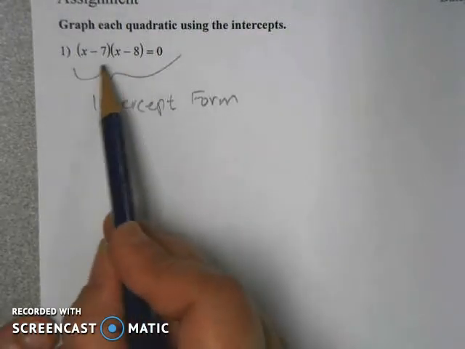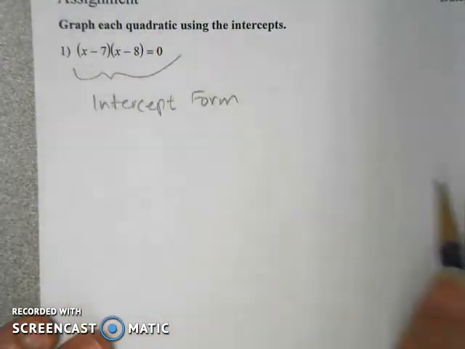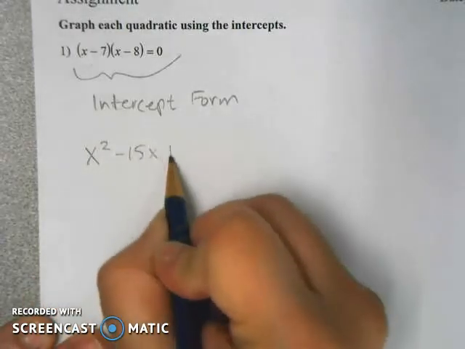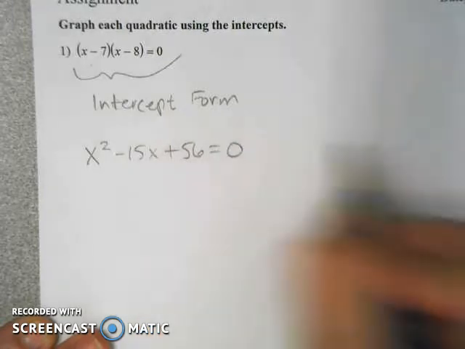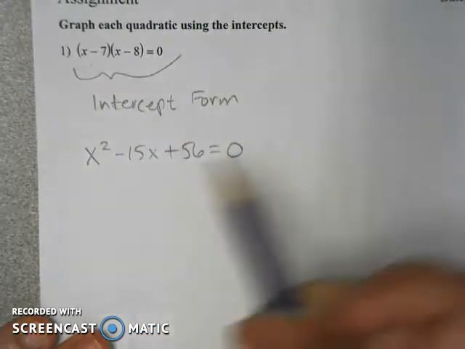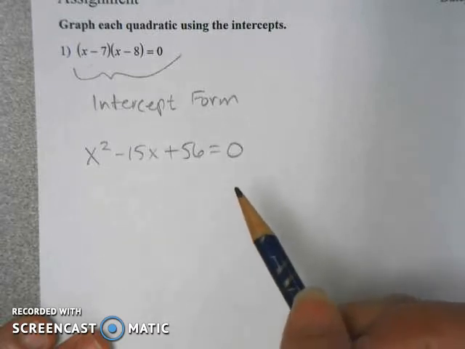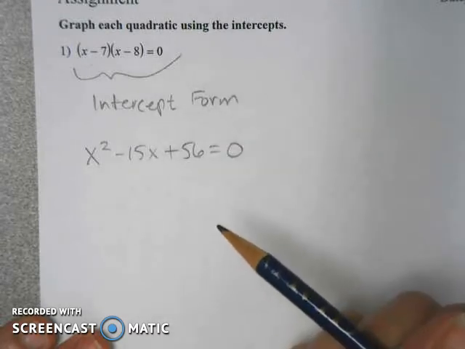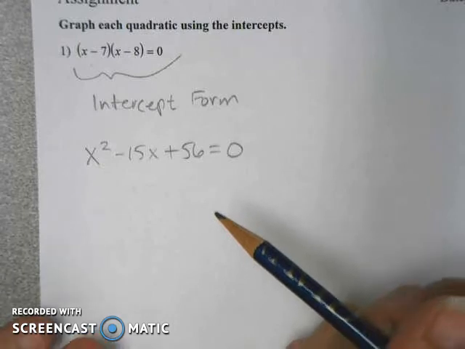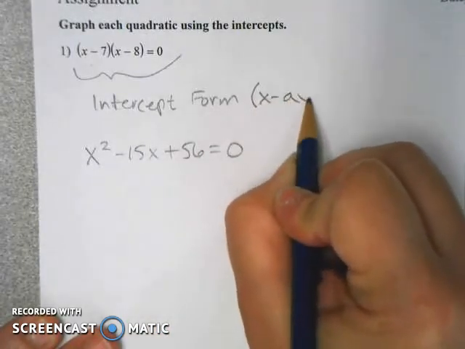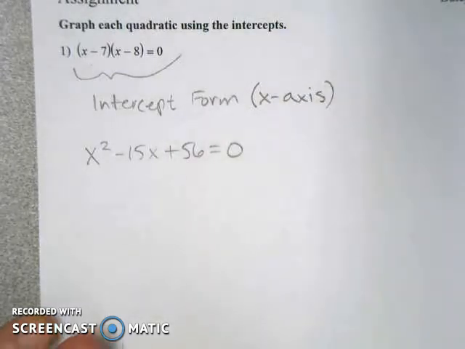This quadratic, if I were to multiply the two binomials back together, would be x squared minus 15x plus 56 equals 0. We're going to use it in factored form to find the place where the quadratic passes through the x-axis. So when we're talking about intercept form, we're talking about working with the x-axis as opposed to the y-axis.